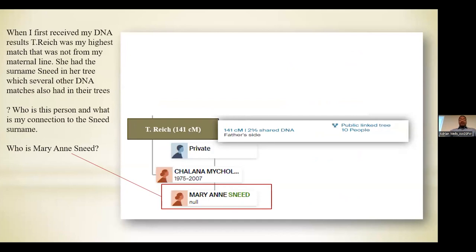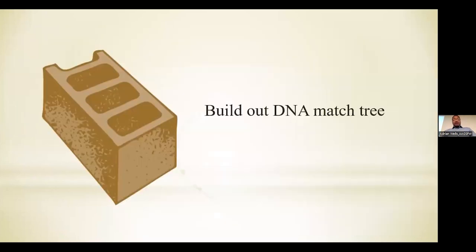Again, when you're dealing with your DNA matches, some of them have trees and some of them don't, or some of them have trees where there's only like 3 or 4 people in there. So when you're dealing with DNA, sometimes you're going to have to build out these trees to try to figure out what your connection is to these people. That is what I did. I started doing a search for Marion Sneed, and you want to build out the trees.